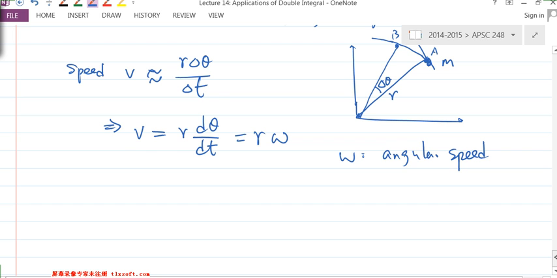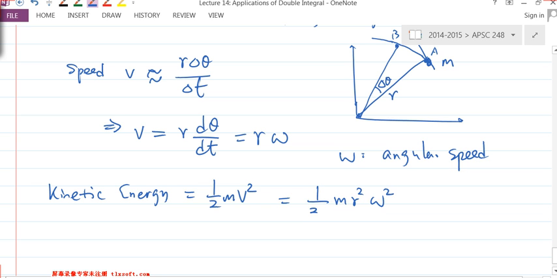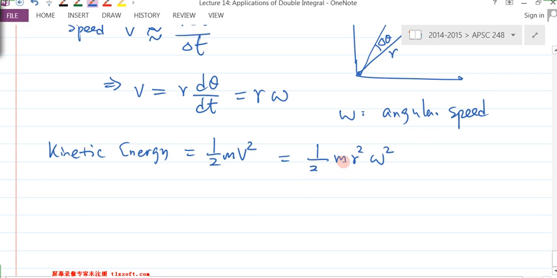Okay, so back to the linear velocity or linear speed v here. Kinetic energy is equal to 1/2 mv squared, kinetic energy for this point mass. If I substitute this r omega in here, I get 1/2 m r squared omega squared, right? So for the kinetic energy, I'm going to use a different symbol.